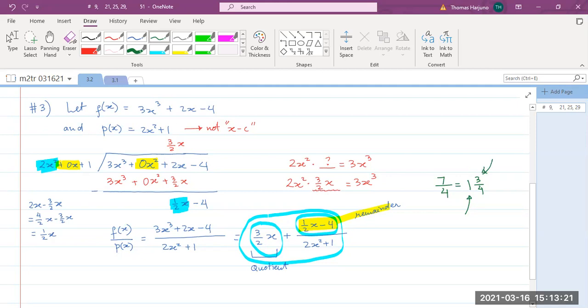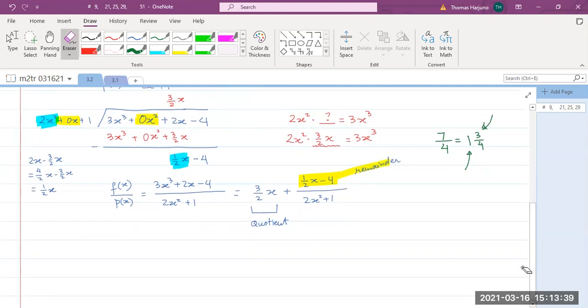So see, even the first question already brings us some confusion in terminology. But eventually you will get used to it. From the context, you will know what the quotient is, and therefore what the remainder is.